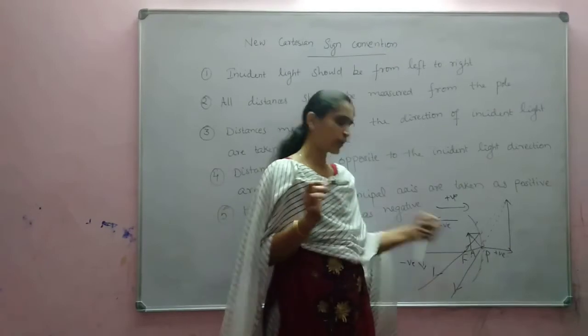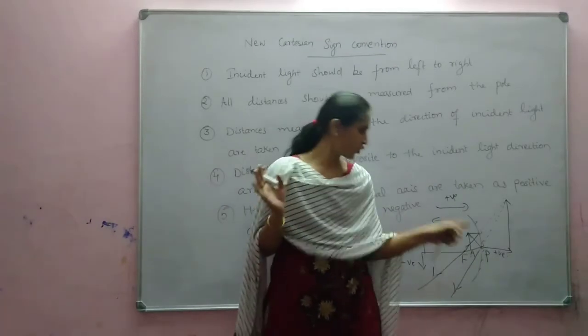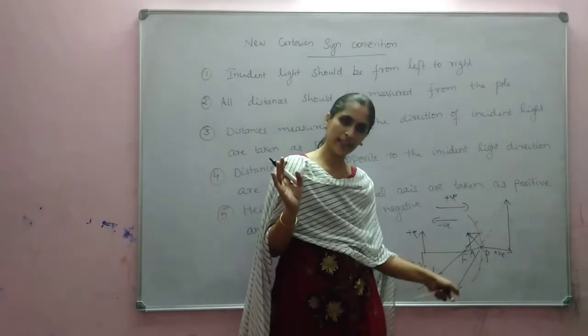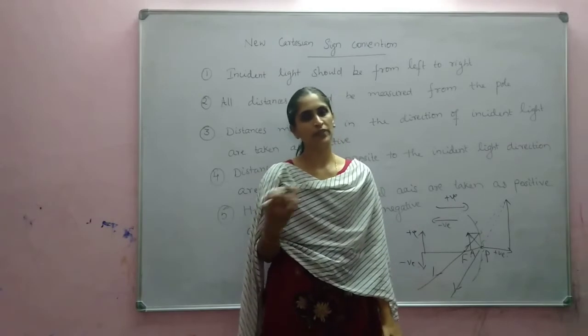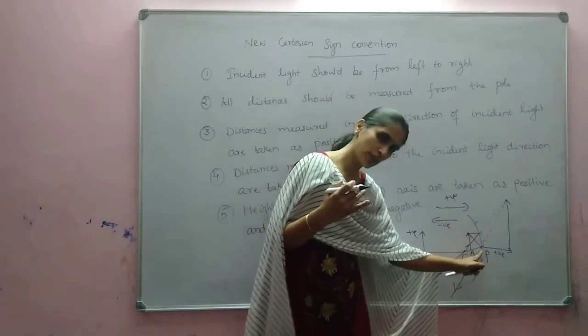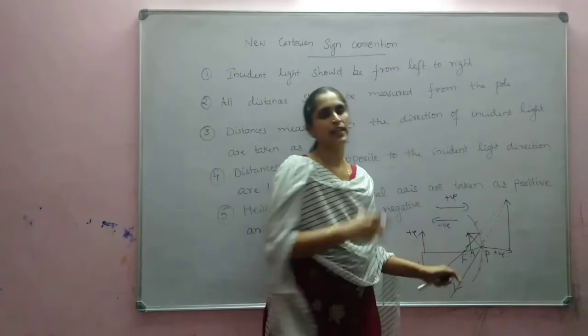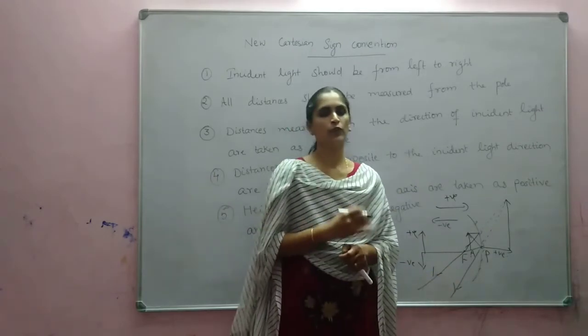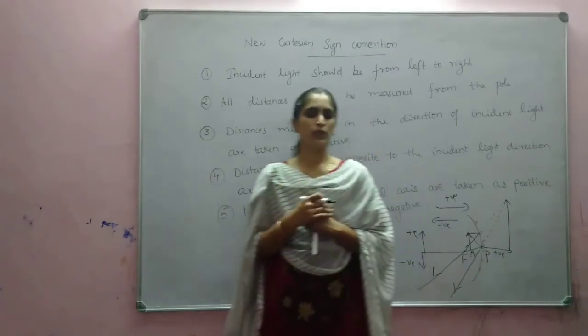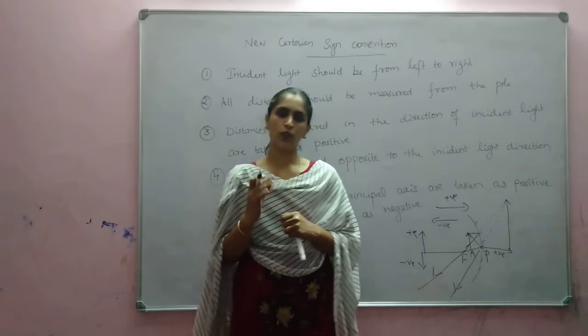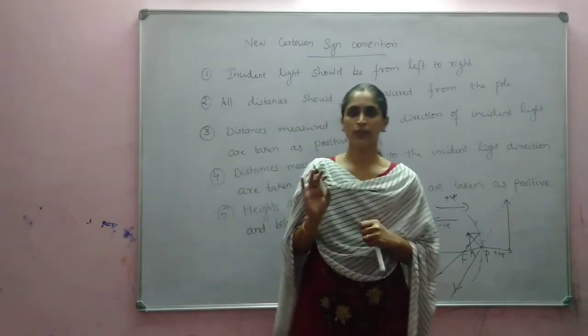And what about focal length? Focal length of a concave mirror will always be negative and for a convex mirror it will always be positive, because we are measuring from pole to F in the opposite direction of incident light. That's why it will always be negative for a concave mirror and positive for a convex mirror. I hope all of you understood it.